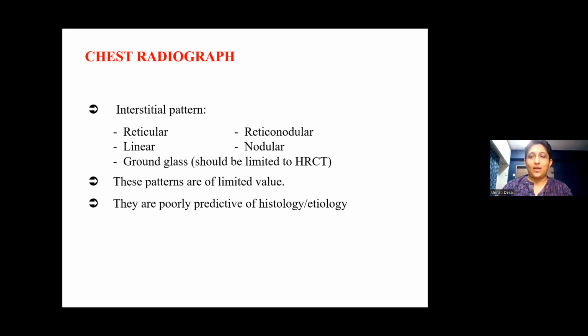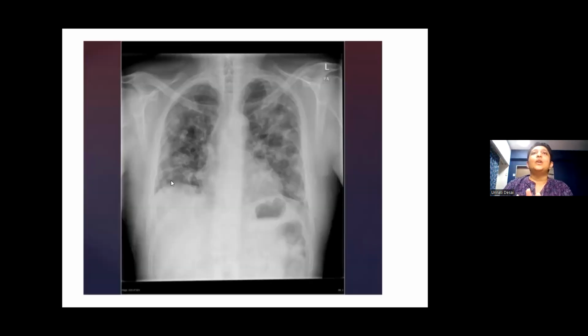Now, the X-ray is usually not much contributory towards the diagnosis of a type of ILD, but yes, it helps you in coming to the diagnosis of an interstitial lung disease. You cannot probably predict the etiology. So, an interstitial lung disease patient will have bilateral reticulonodular opacities.